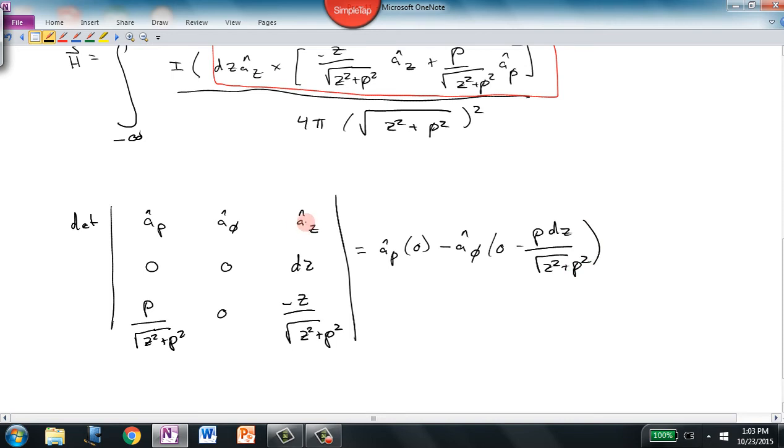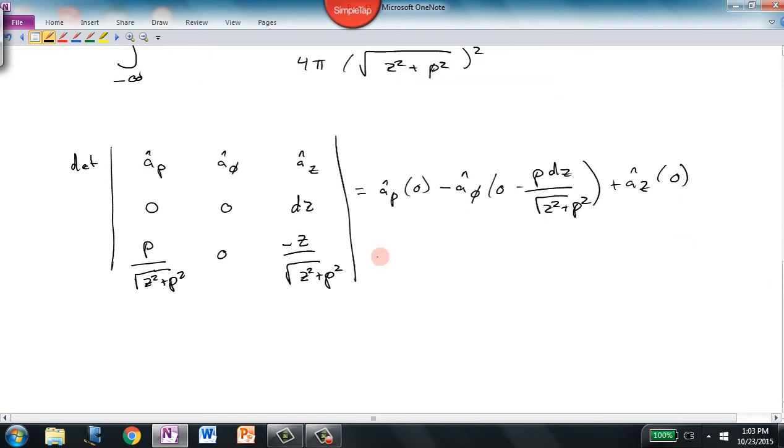And now we form the final portion of the determinant, which is just plus a hat z times, cross off the row, cross off the column, 0 times this minus 0 times this, which is just 0. So now you see why I said this determinant was relatively easy to solve. It's just plus rho dz over the square root of z squared plus rho squared a hat phi.